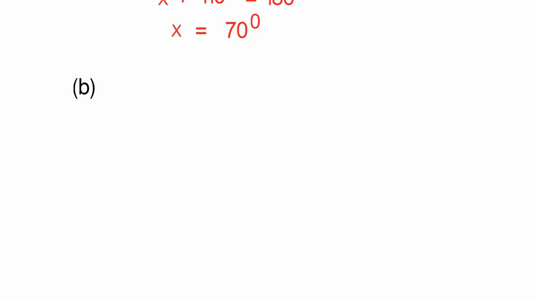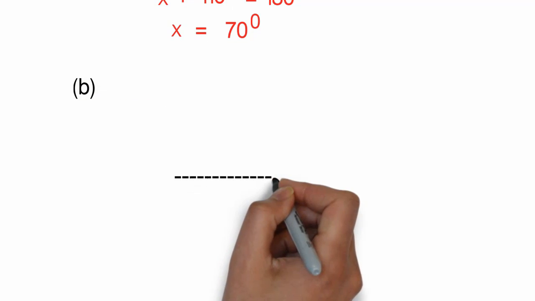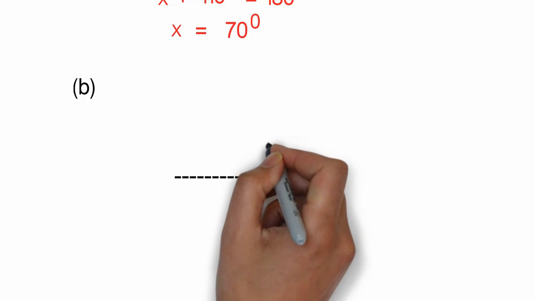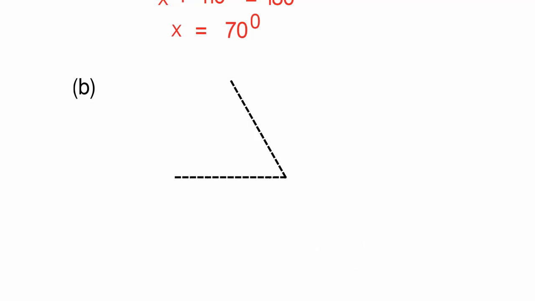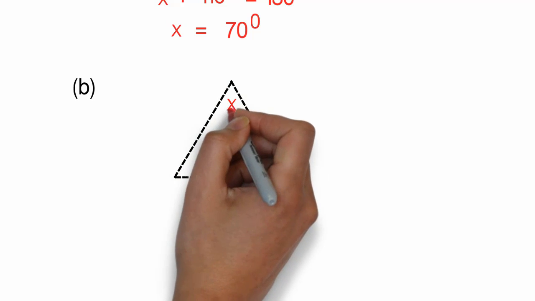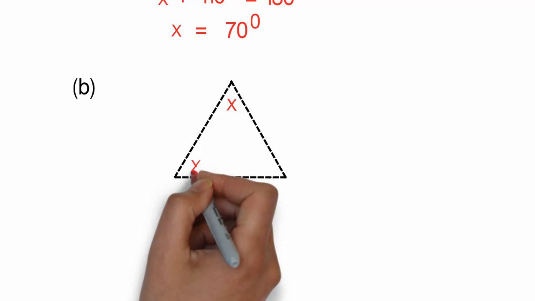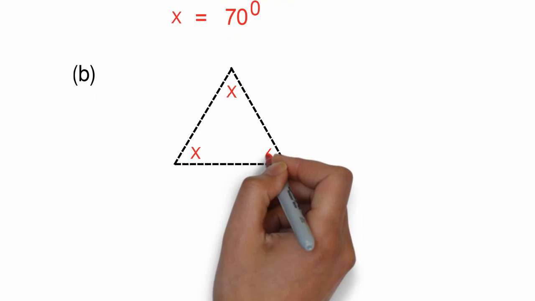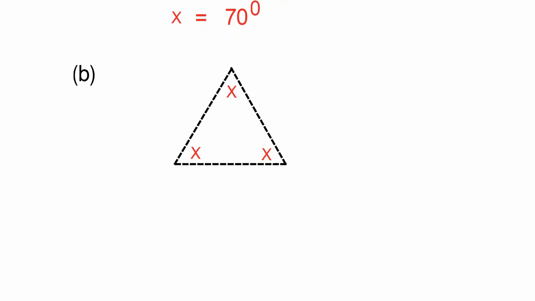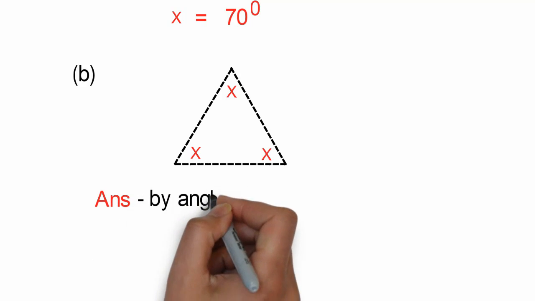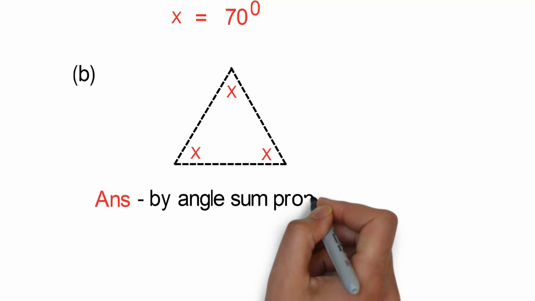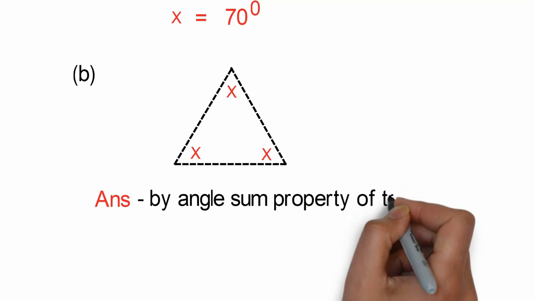Come to part B. Again we are taking a figure of a triangle. Here we are taking all the angles equal to x. Now we have to find the value of x. So using the same angle sum property of a triangle.